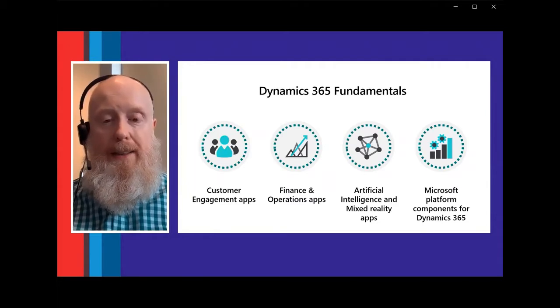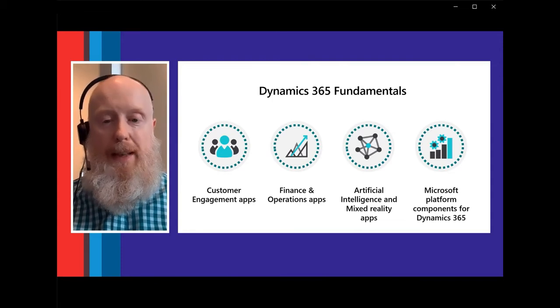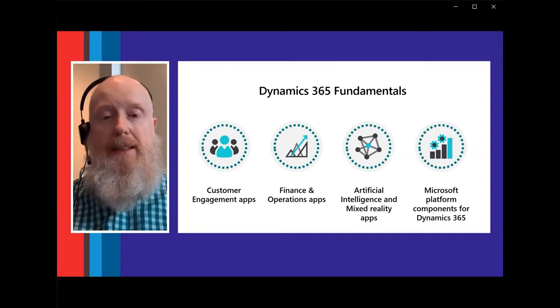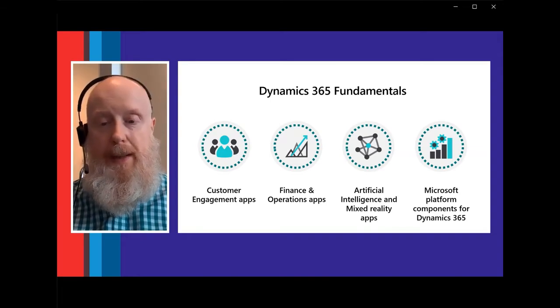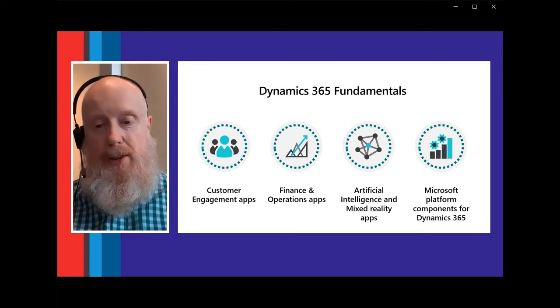The evolution of HoloLens into being able to share and collaborate remotely with people. So a person at one site can see what another person is, and they can work together to solve problems. These are functionality that's built into a lot of the Dynamics apps. And as I mentioned, we have the Microsoft platform components. It's not just the Power Platform.